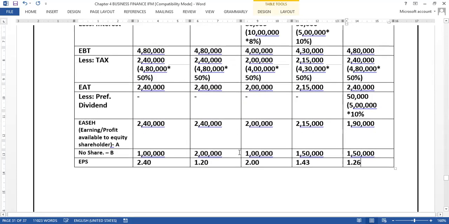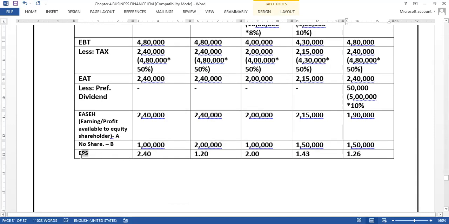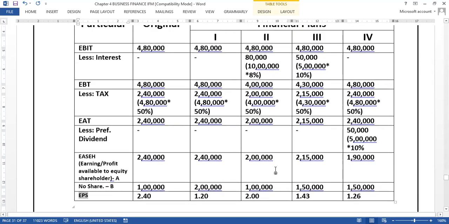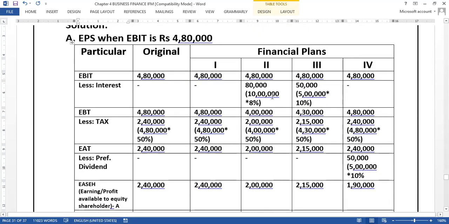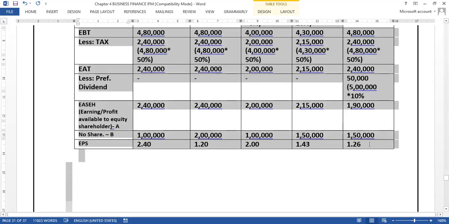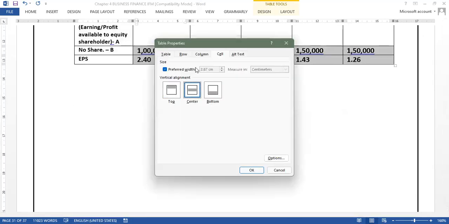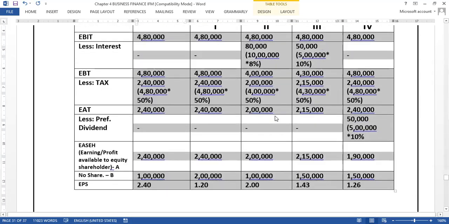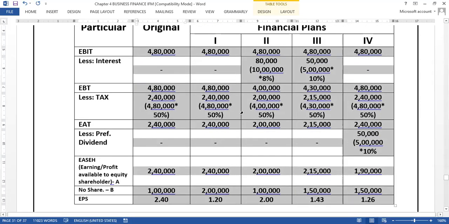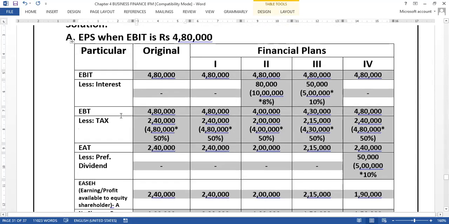Okay, with the help of the available information, we have to find EPS. Based on this EPS, whichever is more suitable for the company, they will accept, whether to go for financial plan 1, 2, 3 or 4, or to take the original one. That will be decided by the companies. Is that clear? I hope you got this point. I think this part is clear with the concept. Just hold on, let me make a few adjustments.